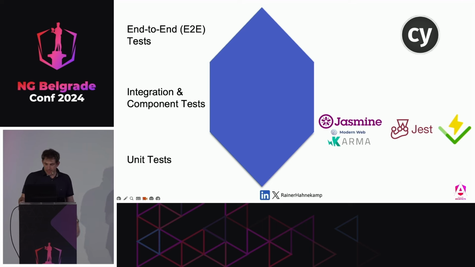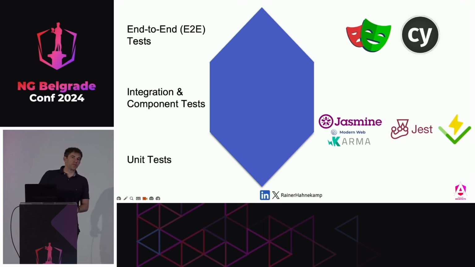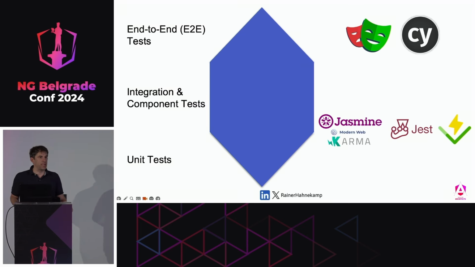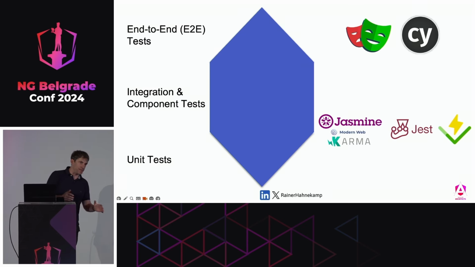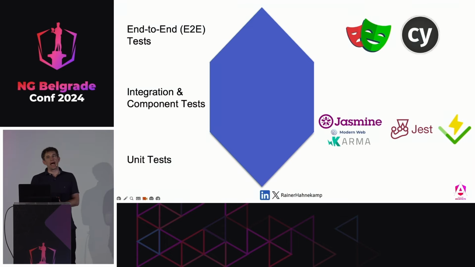Next to Cypress, the second one is Playwright. To make it short, what is Playwright all about? Playwright comes from Microsoft. They have hired people from Google who worked on DevTools at Chromium, so they know quite a lot about browser engineering. And what they did is they said, okay, Microsoft, we want to bring out an end-to-end testing framework.